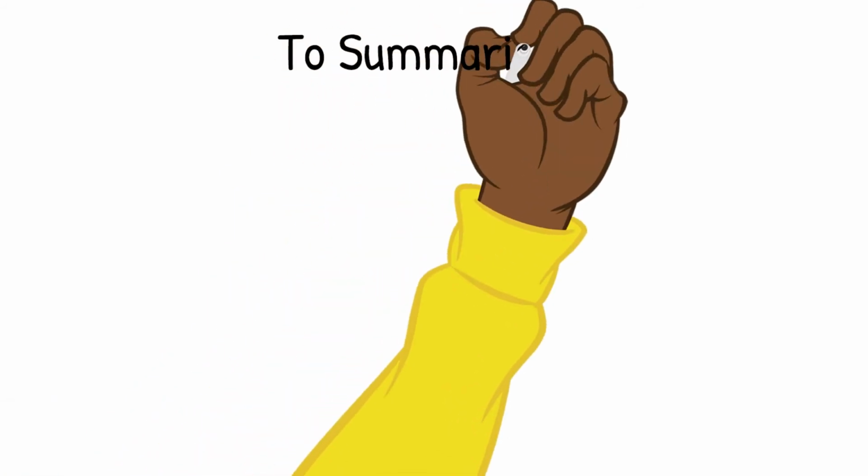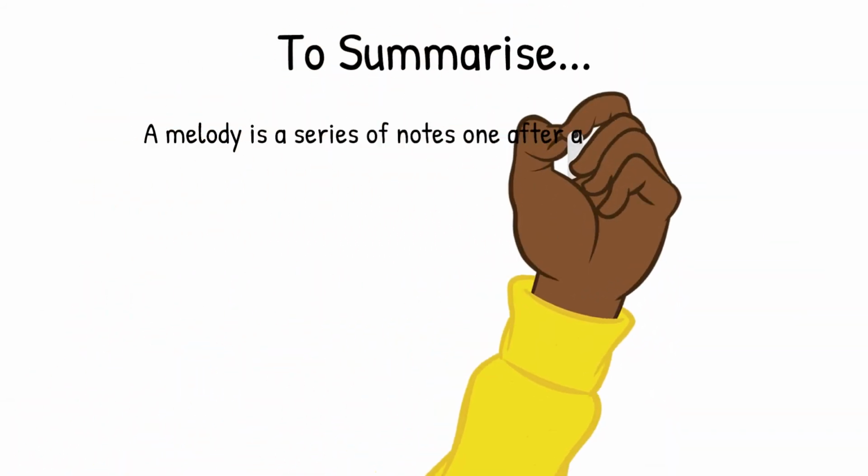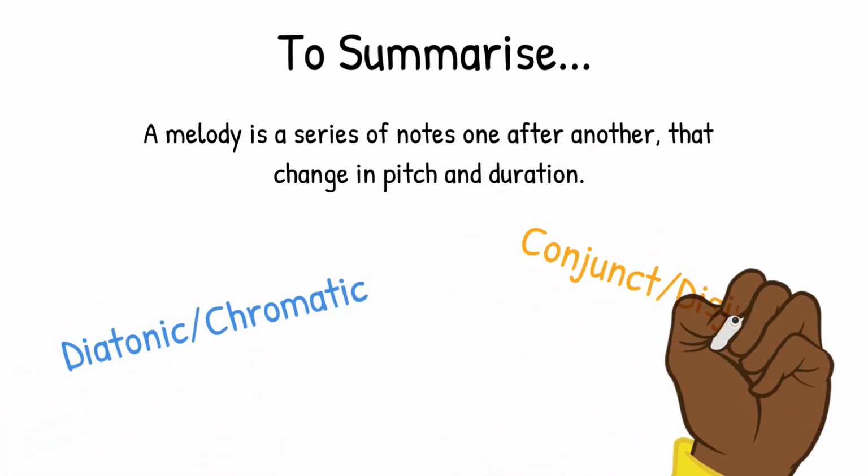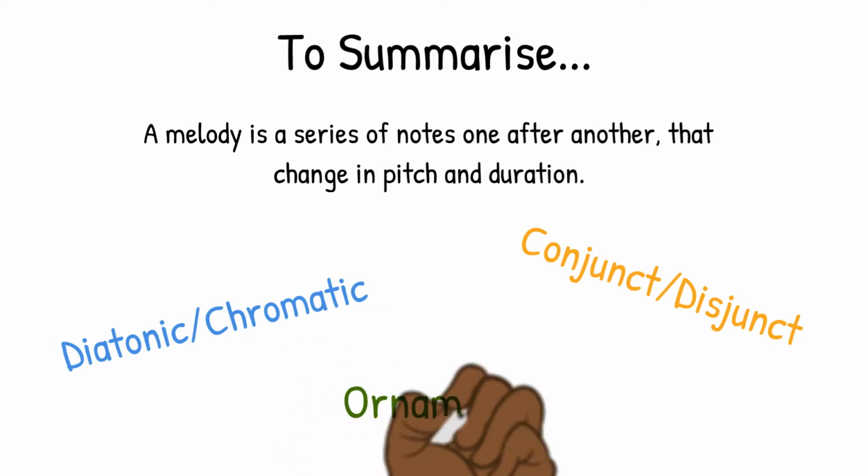To summarise, a melody is a series of notes one after the other that change in pitch and duration. Melodies can be diatonic or chromatic, conjunct or disjunct, and they can have ornaments too.